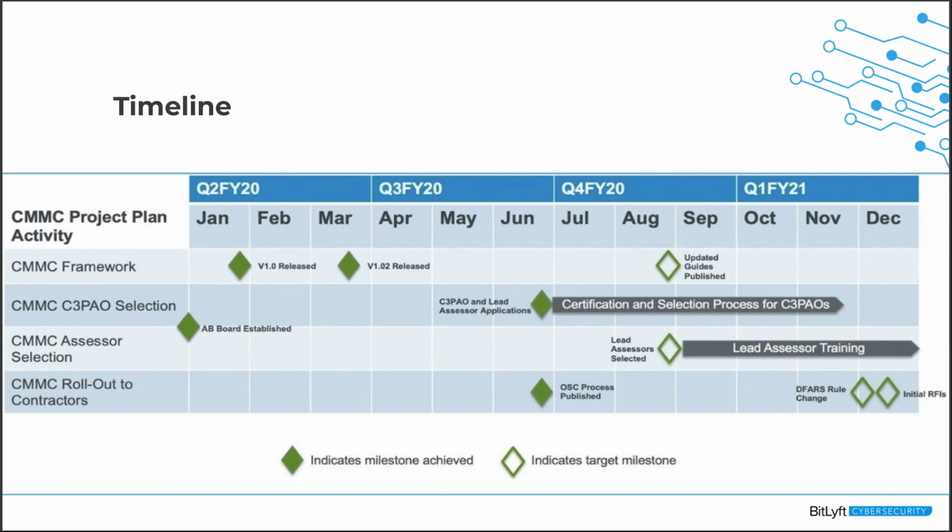There are some updated guides that are coming out. There are some DFARS rule changes coming up in the near future. So there are some things going on out there. But as you can see, even those are sort of targeted milestones. The achieved milestones, these selectors, began actually in May. They're being selected, and they're out there and available. You can go find some of these people, do some pre-assessments if you want to, and engage with one of them today. But actual assessments won't be starting until later in the year.